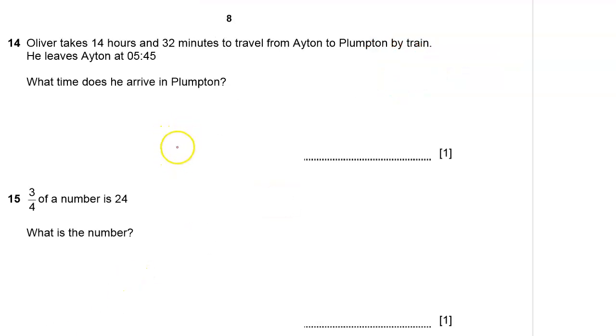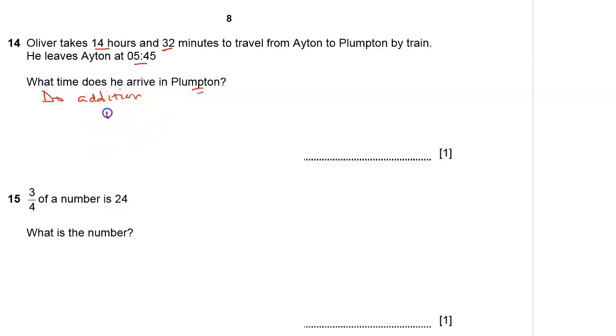Number 14. Oliver takes 14 hours 32 minutes to travel from Ayrton to Plumpton by train. He leaves at 05:45. What time does he arrive at Plumpton? Therefore, the journey takes 14 hours 32 minutes, and he leaves at 05:45. So to get the time he arrives, you basically just do addition.